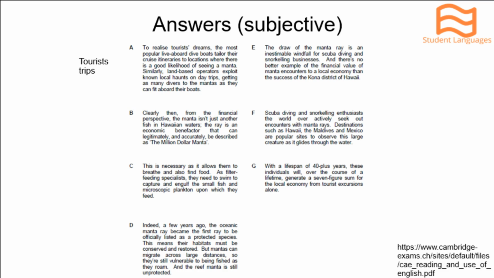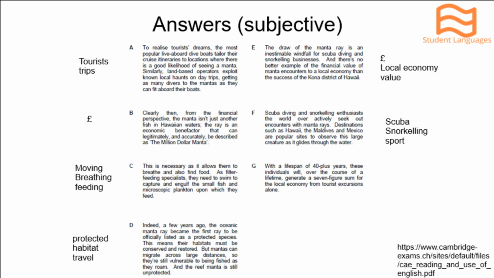So for A, I wrote down tourists and trips. For B, I wrote a money sign because I think it's about money. For C, I wrote down moving, breathing, feeding. And D, protected, habitat, travel. E, money again, local economy, value. F, scuba, snorkeling, sport. And G, long life, local economy and benefits. So these words here are really going to help me to understand what these paragraphs are about without me needing to really properly read through the paragraphs again.